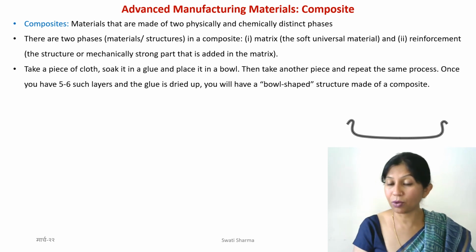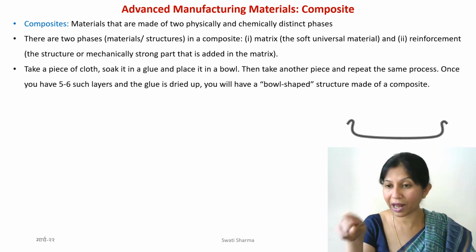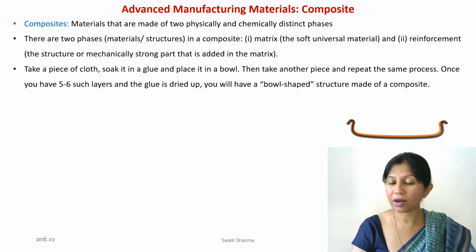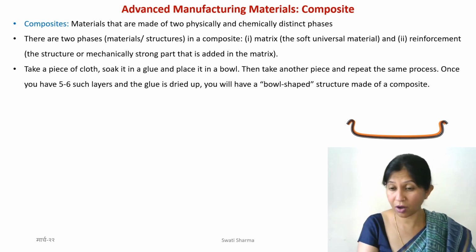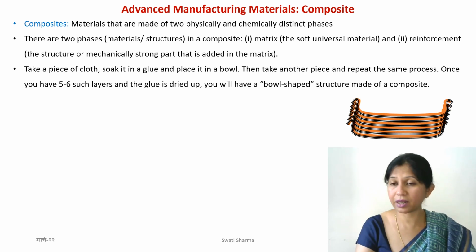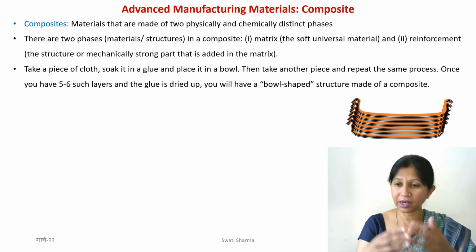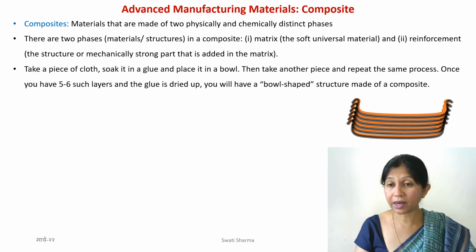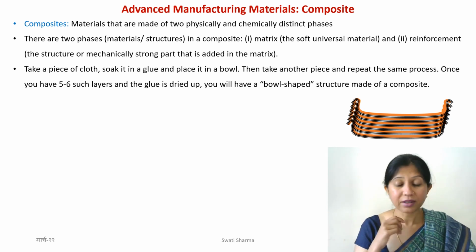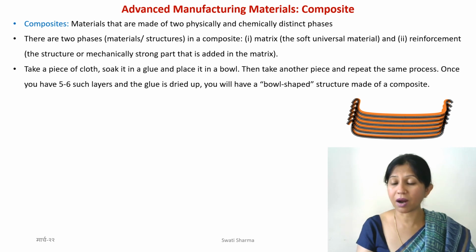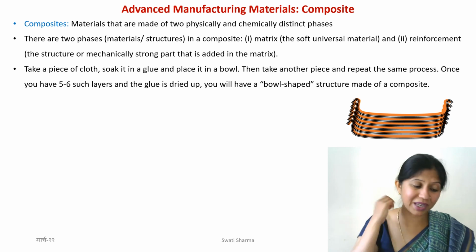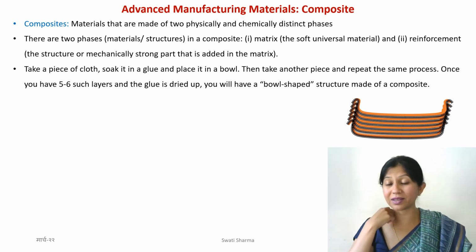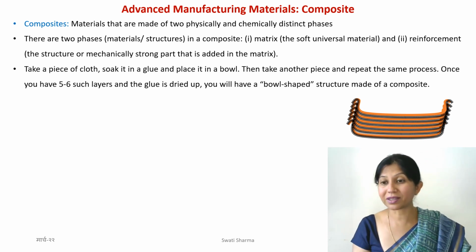So here is my bowl, and this is the cloth. The black one is cloth here, and the orange one is glue. So this is what I did. In a bowl, I put a cloth and then glue, and I did this like 5-6 times, and after that I got rid of the mold, and what I now have is a structure made of composite material. So this is how composite materials are typically prepared. Okay, so they are basic. You can say that these are not materials, they are structures, because these are fibers.